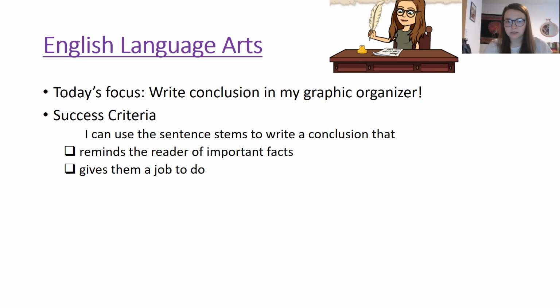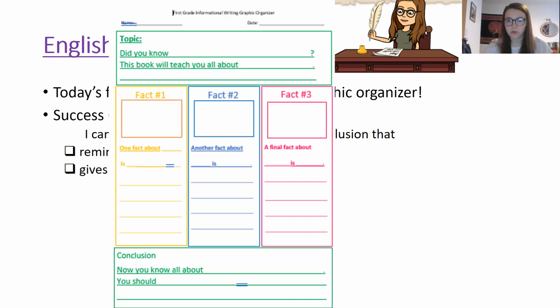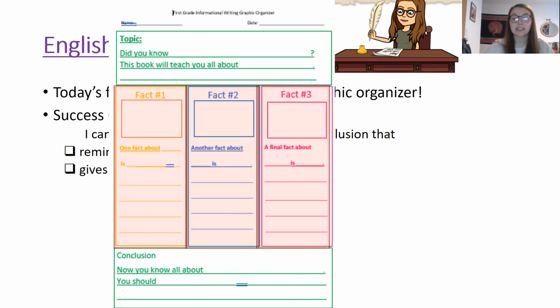We've spent a lot of time working on our graphic organizers over the past couple weeks, and we started with fact number 1, fact number 2, and fact number 3. Yesterday, your job was to write an introduction in your graphic organizer. And today is the day that we are finally finishing our graphic organizer and writing a conclusion.